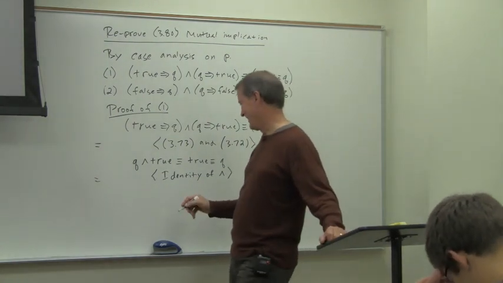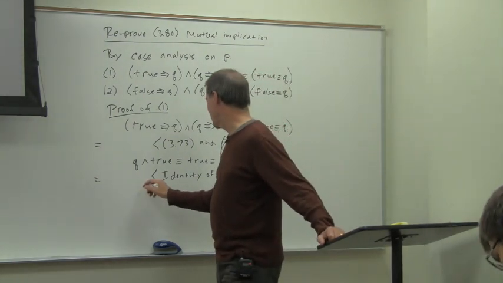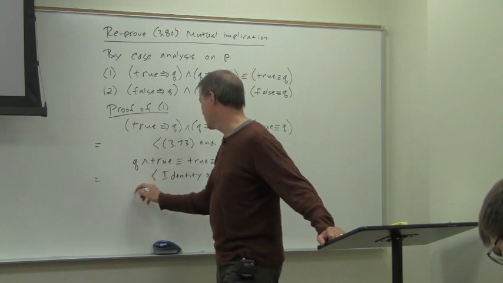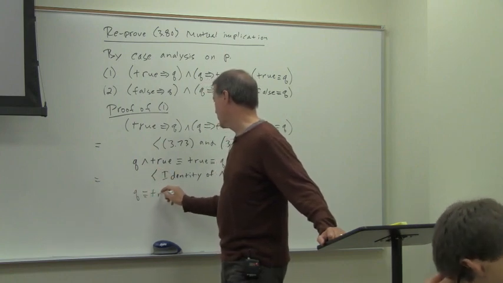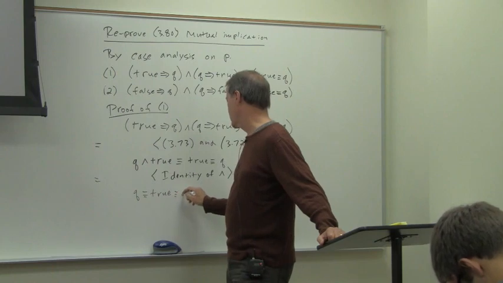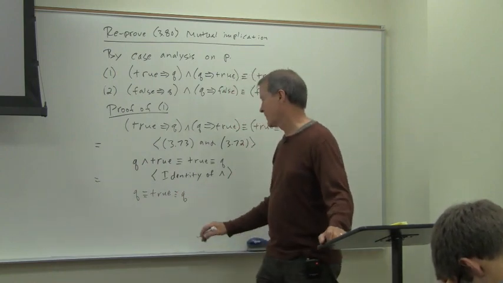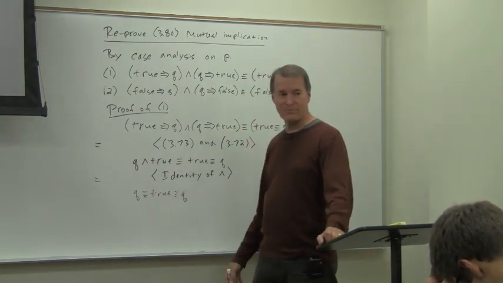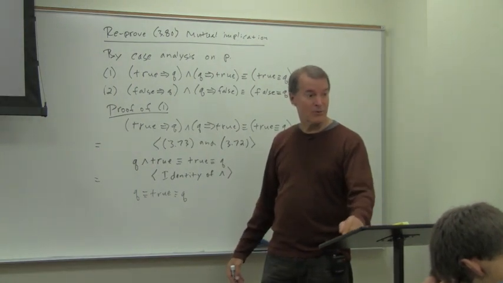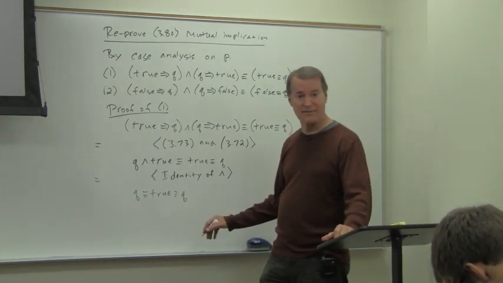So this is what? Q equivales true equivales Q. And now we can just say what? By symmetry, well, we can just say more than that. Which is 3.3, isn't it?